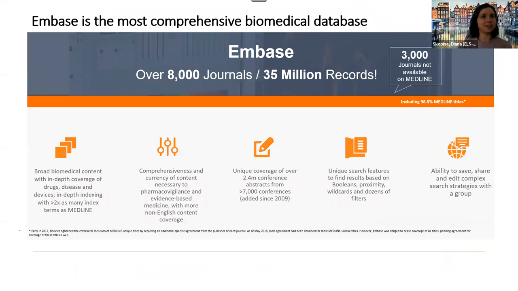And now let's start to talk about Embase, because that's what we're here for today. Embase is the most comprehensive biomedical database. Why do we say it? We say it because it has more than 8,000 journals and 35 million records. Especially for people who used PubMed or Medline before, Embase contains 3,000 journals more than Medline, so you could not have found them otherwise without using Embase.